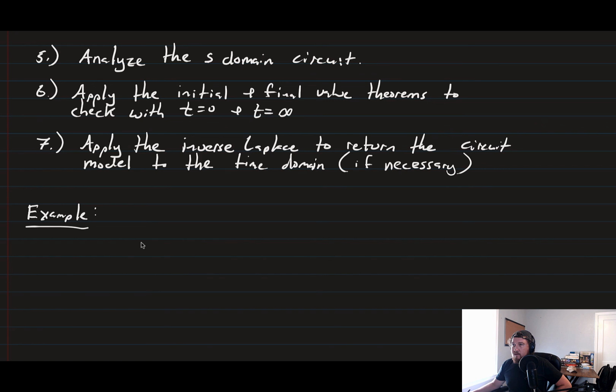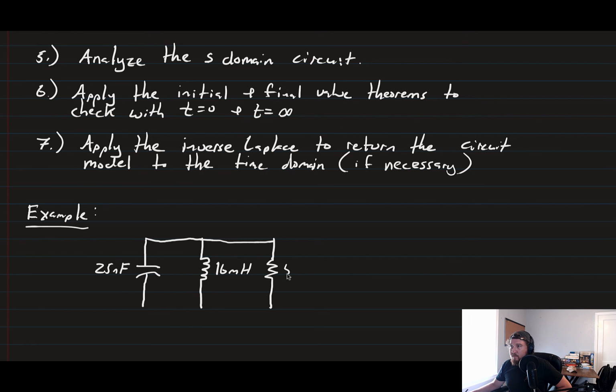And here we have a parallel RLC circuit. So let's start by drawing. We have a capacitor that is at 25 nanofarads. Excuse me, farads, not nanohenries. I was getting ahead of myself. Then we have an inductor that is at 16 millihenries. Then we have a resistor that is at 500 ohms. And we've got some output terminals. We'll just call them A and B.